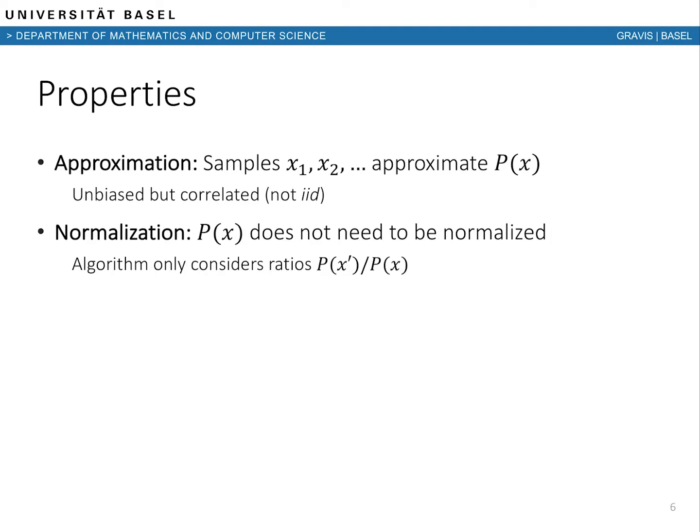One very cool feature of this algorithm is normalization. Remember, P is usually a probability distribution, so it has to be normalized. However, when using the Metropolis algorithm, we only need ratios of P evaluations at the proposal and the current state, and in this ratio the normalization cancels, so the normalization is not required for the algorithm. This is a key strength of it.